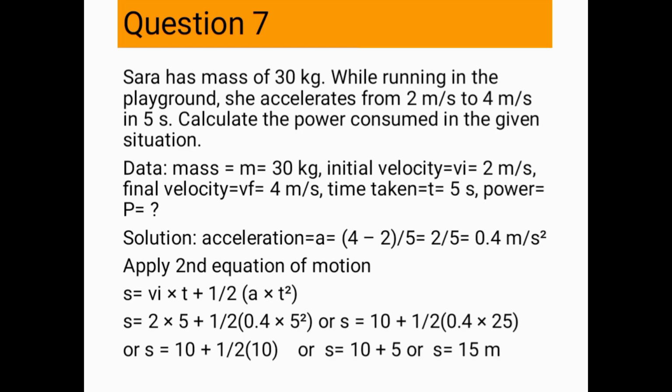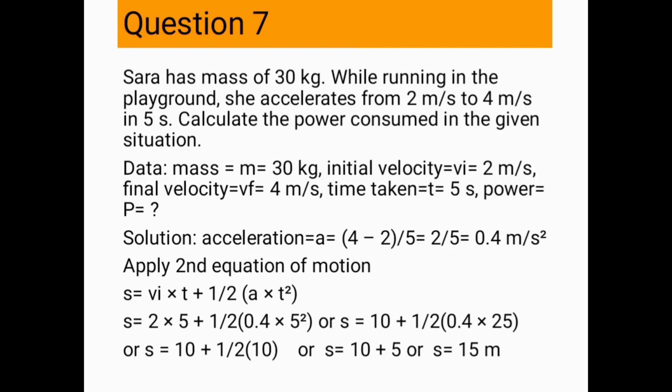Question 7. Sarah has a mass of 30 kg. While running in the playground, she accelerates from 2 meters per second to 4 meters per second in 5 s. Calculate the power consumed in the given situation. Data: mass m equals 30 kilograms, initial velocity vi equals 2 meters per second, final velocity vf equals 4 meters per second, time taken t equals 5 s, power P equals?